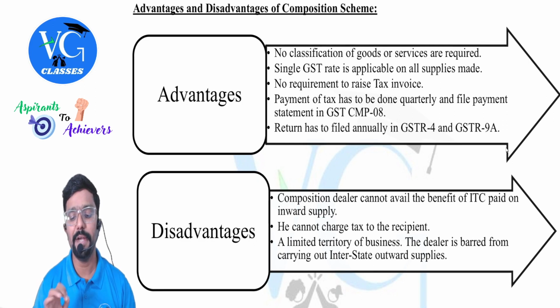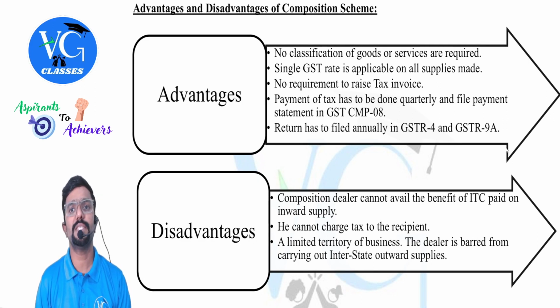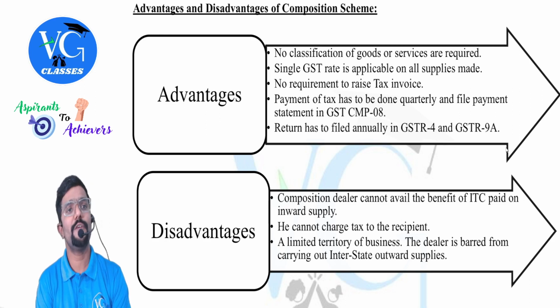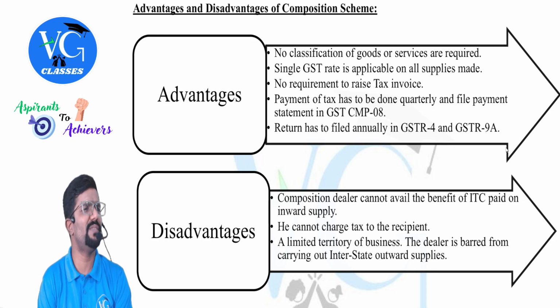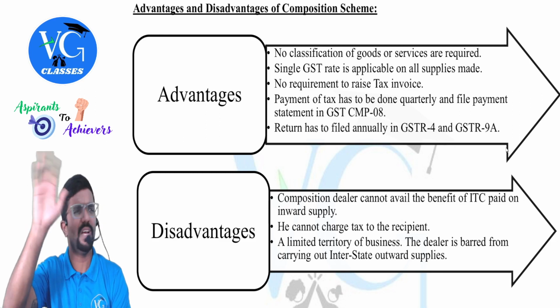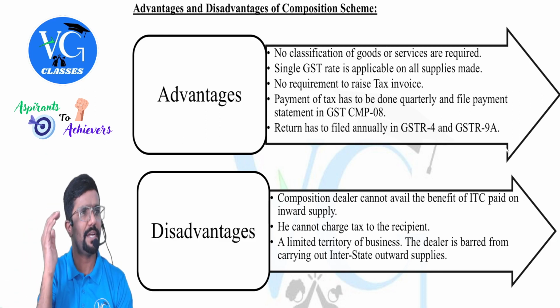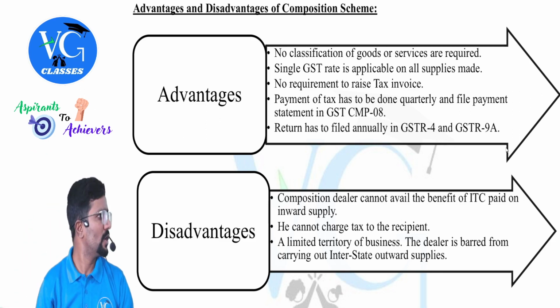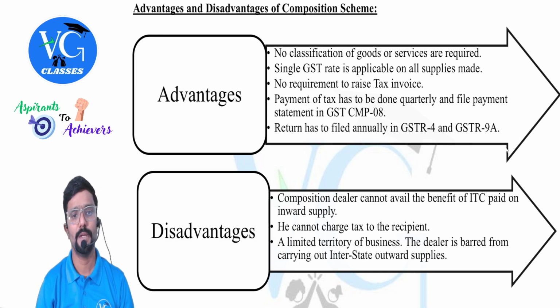Yeah, let me read one by one. Advantages first. No classification of goods or services is required. So if I am following section 10, should I classify under heading or chapter or subheading and all? No, not required. Straight away, you go and pay tax at the composition rates. Next one. Single GST rate is applicable on all the supplies made.